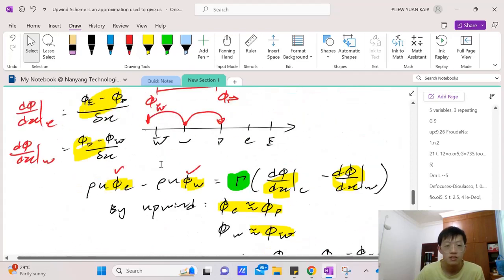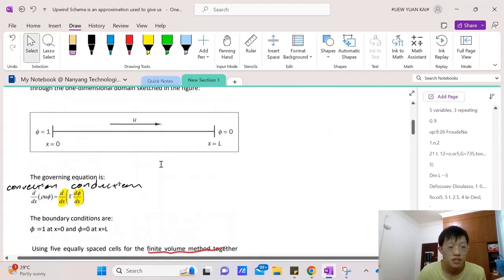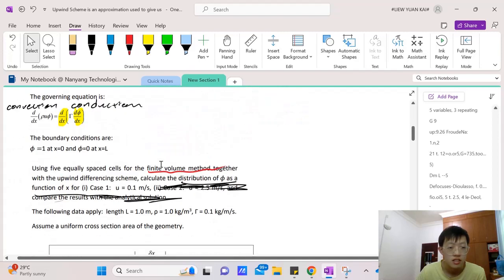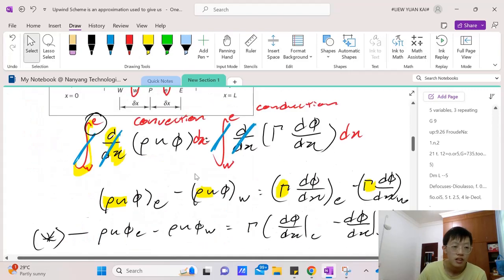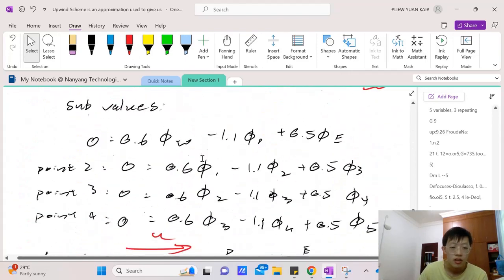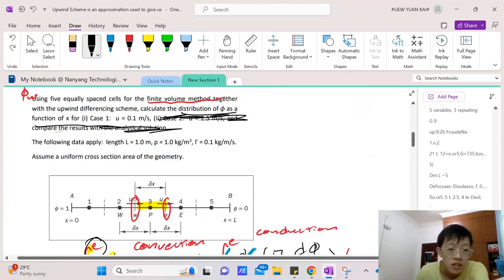So let's have a look what the boundary condition they give to us. Okay, so the boundary condition that they give to us is here. This is actually phi w. At x equals 0, we have phi w, and phi w is given to be 1. Okay, so we know, so let me just write this down.